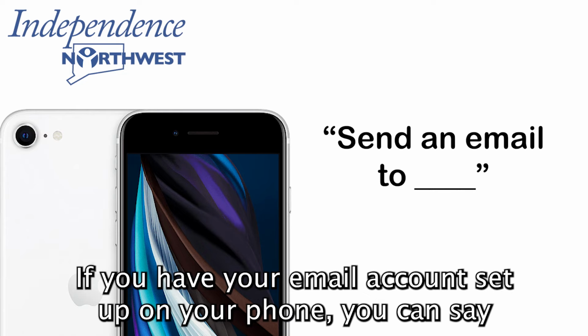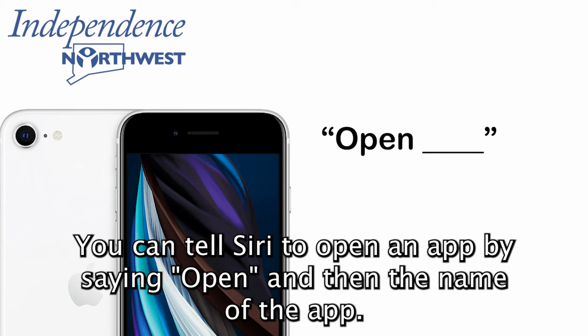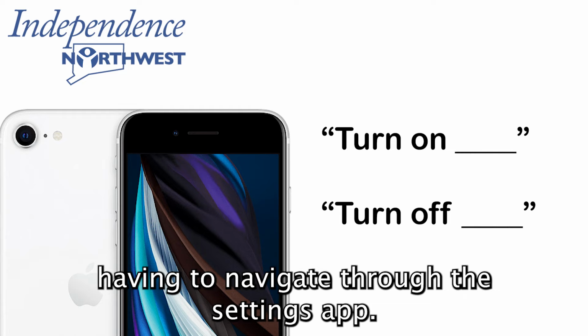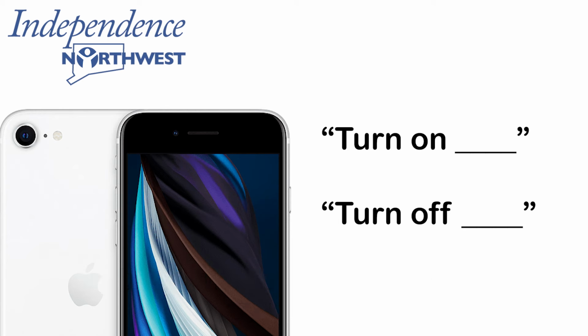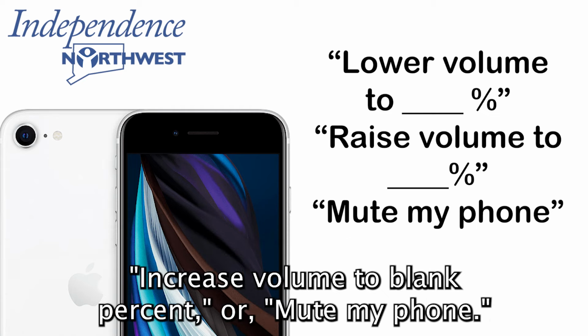If you have your email account set up on your phone, you can say send an email to blank and then dictate the email. You can tell Siri to open an app by saying open and then the name of the app. You can also turn on or off any settings without having to navigate through the Settings app. Just say turn on blank or turn off blank.